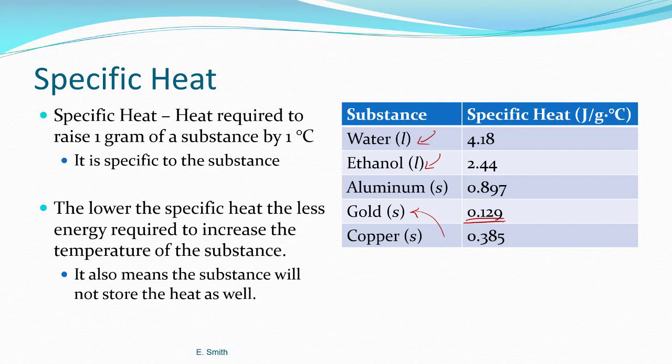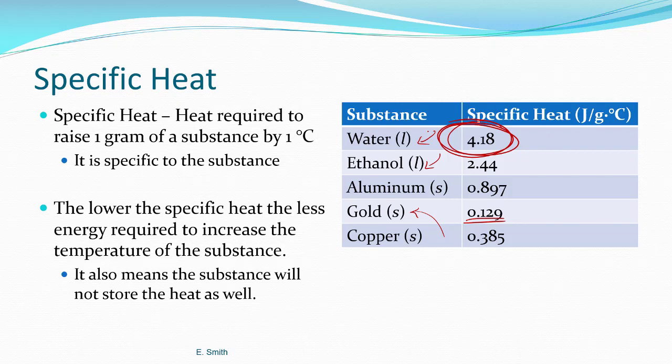So what does it mean if something has a high specific heat versus something that has a low specific heat? Well, the lower the specific heat, the less energy that is required to increase the temperature of the substance, meaning it will take in the energy faster and it will increase the temperature faster. However, if something has a high specific heat, like water, it takes a lot of energy, tons more energy, in order to increase the temperature by just 1 degree Celsius. All right, so things that have high specific heats do a great job of storing energy.